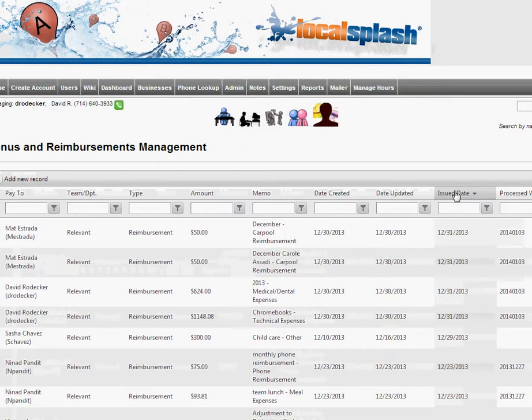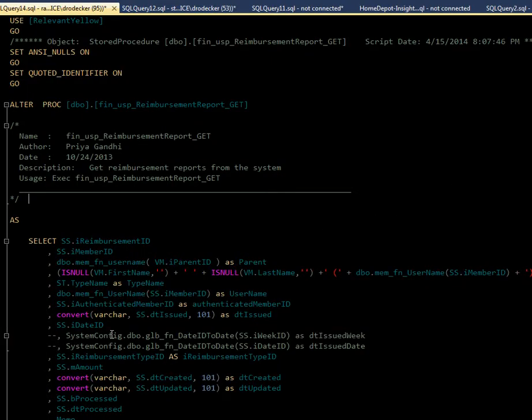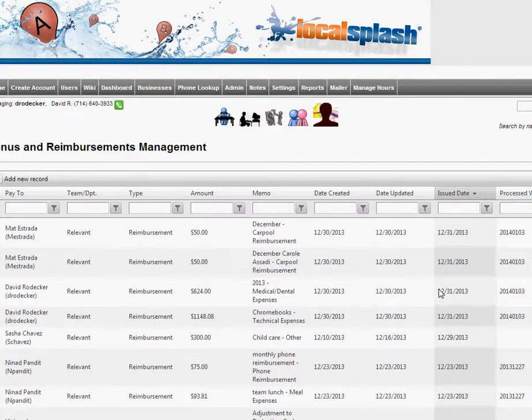So if I want to see data correctly sorted, the problem is that the database is actually converting the datetime to a character string. On this line right here, it's converting the datetime to a varchar with the 101, which converts it to what we're actually seeing here, 12/31/2013. That's just being treated as a string instead of a datetime.